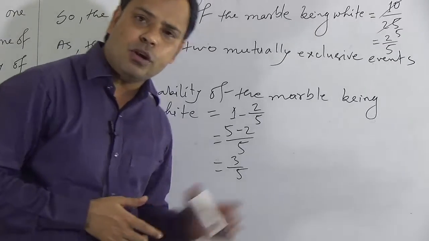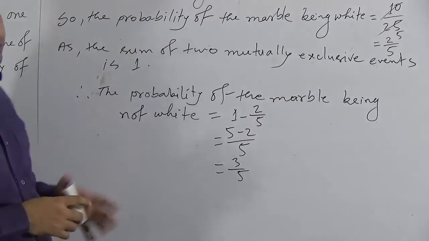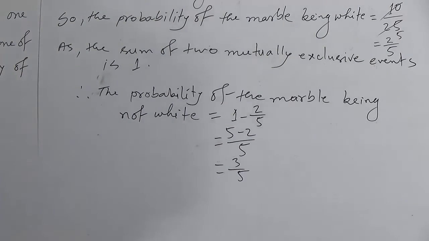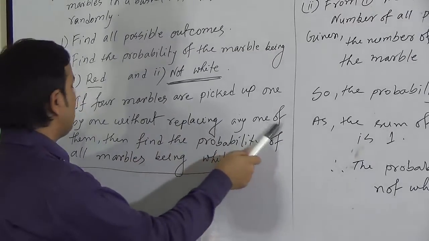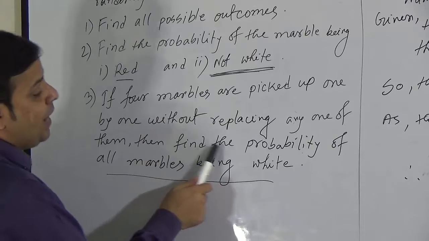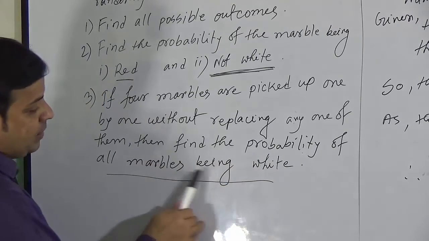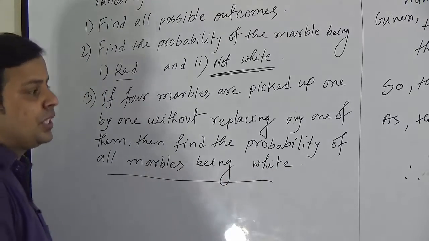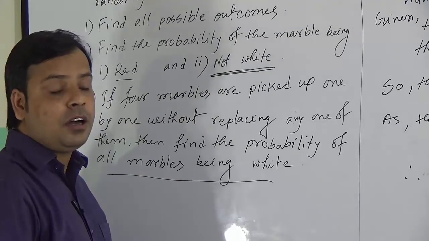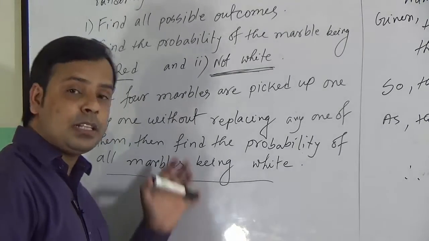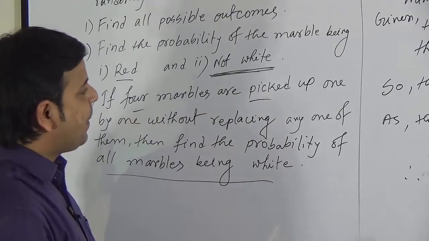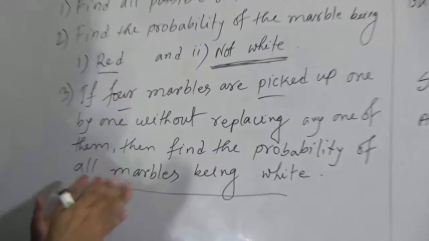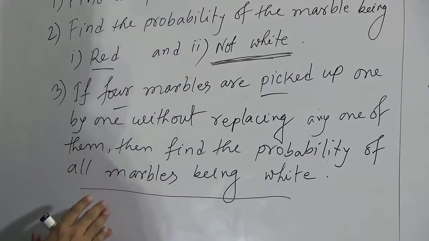Okay, dear students, so I hope you have understood the solution of question 2. Now I will solve question 3. What is question 3 here? If 4 marbles are picked up one by one without replacing any one of them, then find the probability of all marbles being white. So, we need to determine the probability of all the marbles being white. Here, as 4 marbles are picked up one by one, so 4 attempts are taken in question 3.